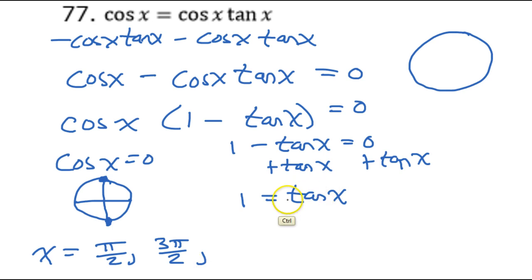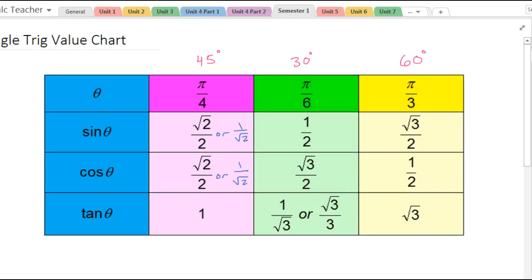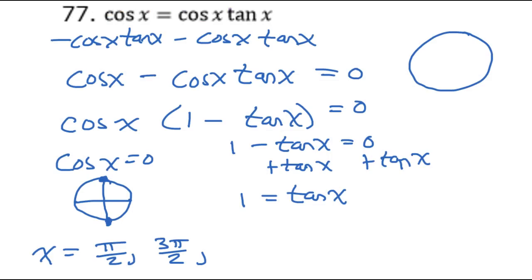Okay, now let's talk about where tangent is equal to 1. Well, that's actually something that we've memorized. The reference angle is pi over 4, all right? The tangent of pi over 4 is 1. All right, so fine. The reference angle is pi over 4.